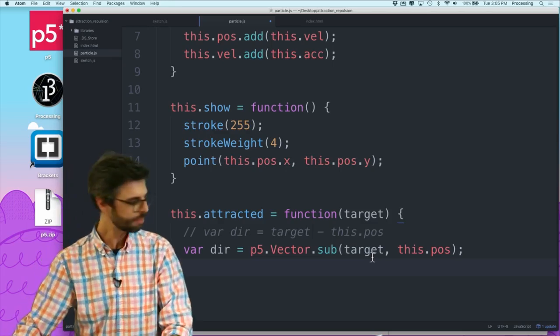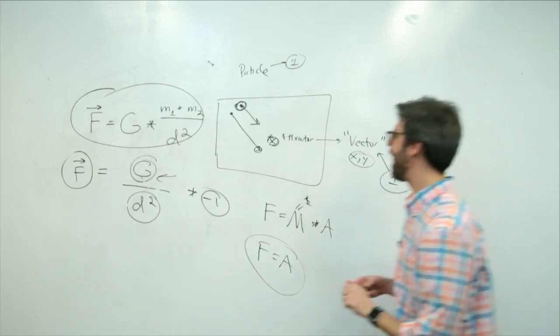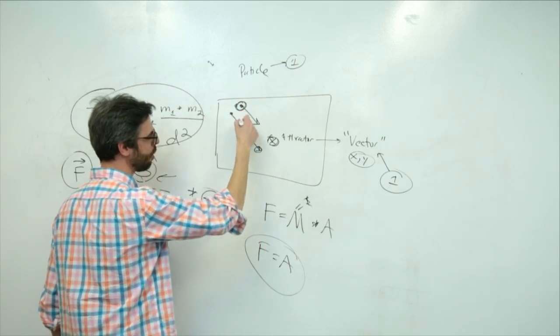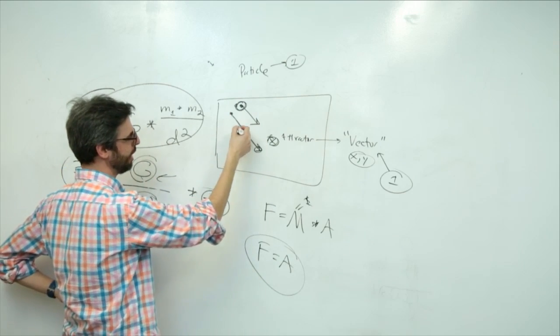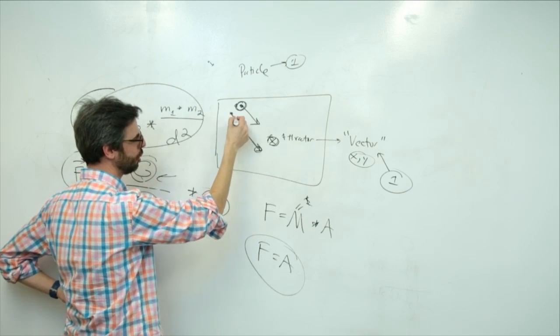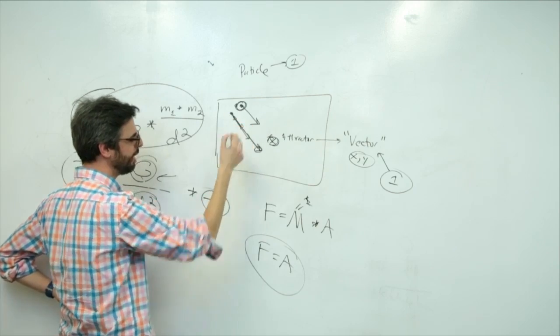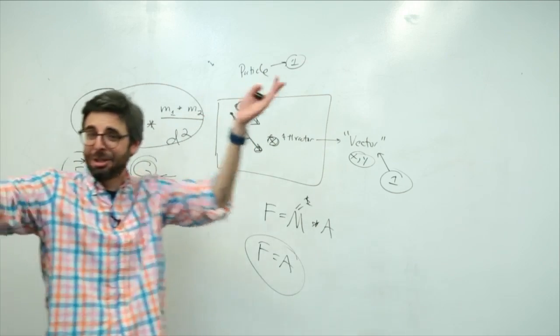Now I have a vector that points all the way like this. So the question now is, how big should that vector be? Should it be short? Should it be long? Should it be medium? And there's lots of ways you could decide.